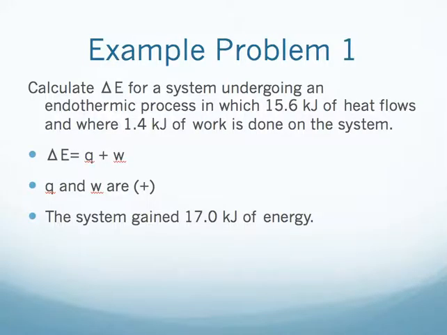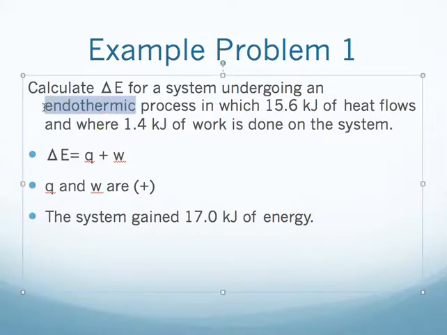I'll do a quick example problem. I hope that you see that this is pretty straightforward. Q plus W is change in E. Calculate the change in E for the system undergoing an endothermic process in which 15.6 kilojoules of heat flow and 1.4 kilojoules of work is done on the system. So the key here is really about sign. Endothermic is your hint, which means Q is positive because it's going into the system. The work is done on the system, so the work is going into the system as well. Both are positive, and then you add them together. So the hardest part on this is really just determining sign. They're pretty straightforward.